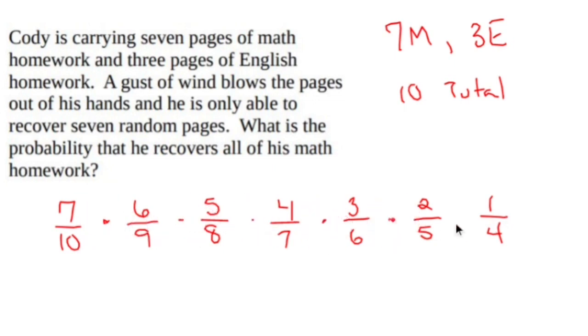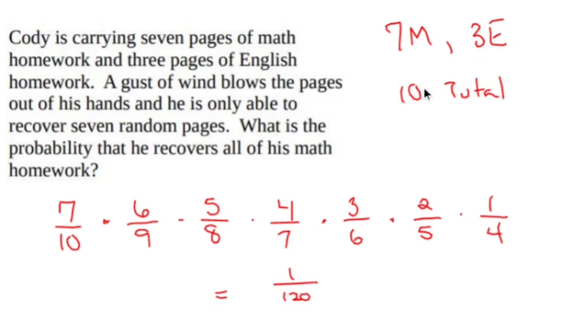Multiply, multiply, multiply. That's the fundamental counting principle. And I'm not going to pretend like I did this all on my own. I didn't. I used the internet and I got 1 over 120. So you're thinking, oh, 7 out of 10 pieces of paper, I'm probably going to pick up all math. No, you're probably not going to pick up all math.